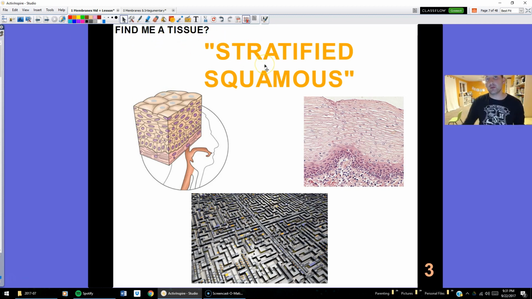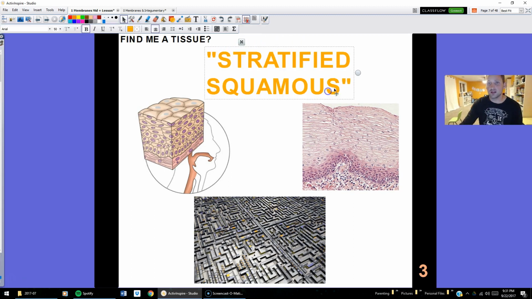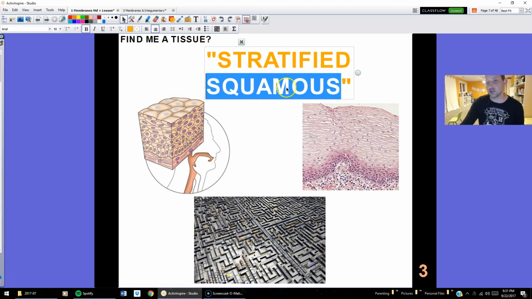So here's a tissue type. Within the membrane, there are certain tissues that are super common. Within mucosa, you have this type of tissue, which is super common, called stratified squamous. Squamous is an epithelial tissue. So again, this is the kind of tissue that would be on your skin, on the outside covering of you, or on the inside of you in your GI tract.